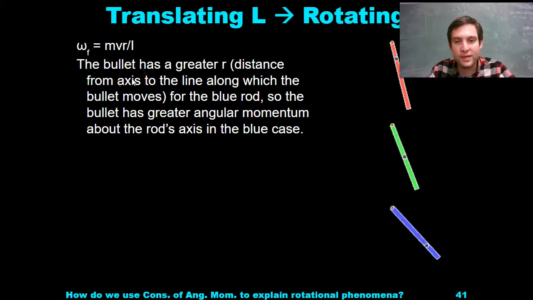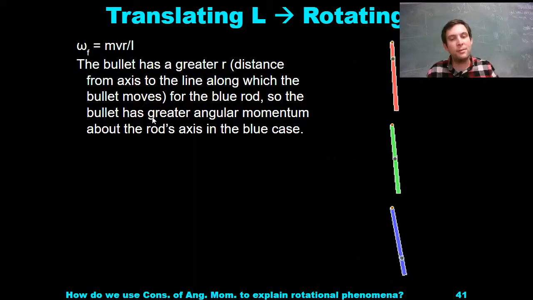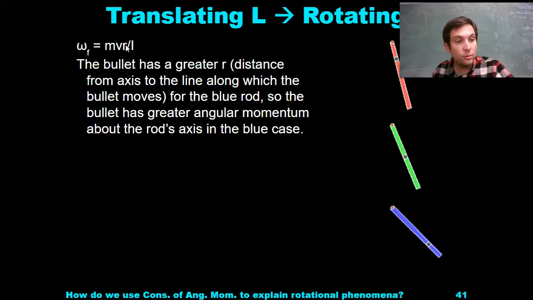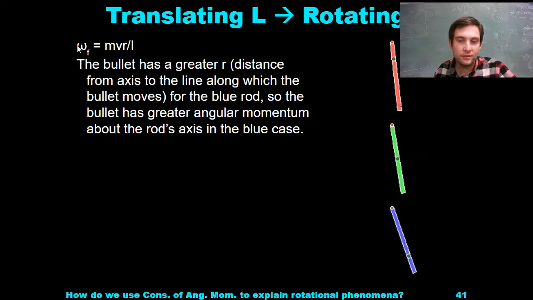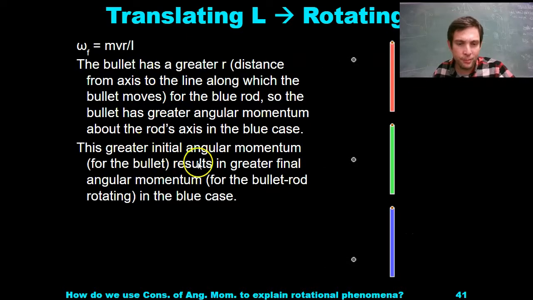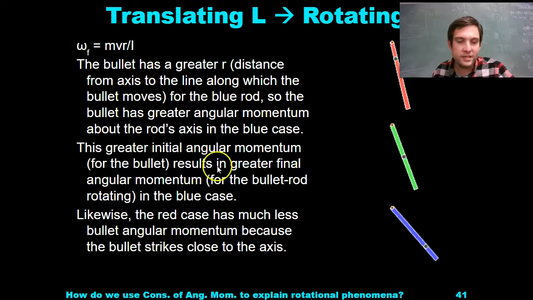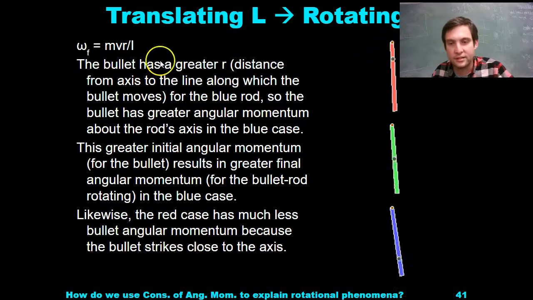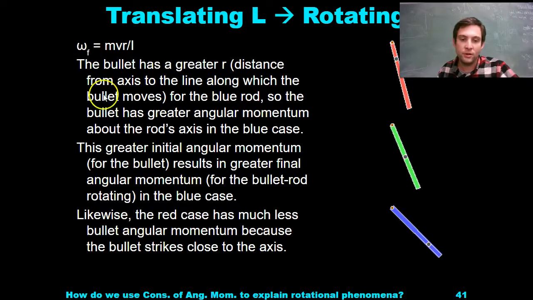The bullet has a greater r from the axis for the blue rod, so the bullet has a greater angular momentum about the rod's axis in the blue case, because r is in the numerator. And if you have a bigger r, then you're going to end up with a greater angular velocity. The greater initial angular momentum for the bullet results in a greater final angular momentum in the blue case. Likewise, in the red case, r is smaller, the distance that the bullet lands from the axis, and it's in the numerator, which means angular velocity is going to be smaller.